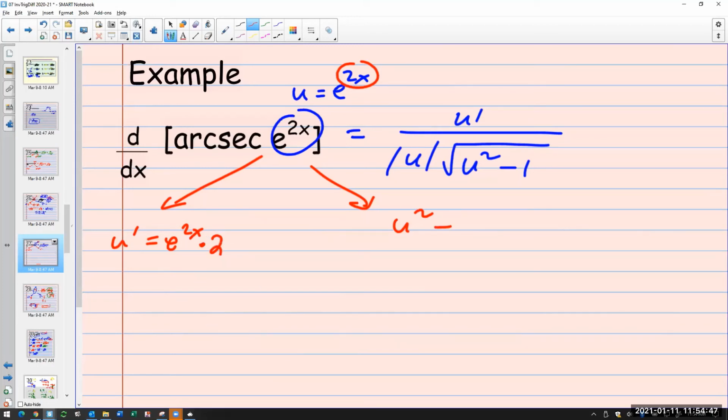Okay, what's u squared going to be? It's going to be e to the 2x squared. Guys, this is a power to a power. What do you do with the power to a power? Multiply. So this is e to the 4x.